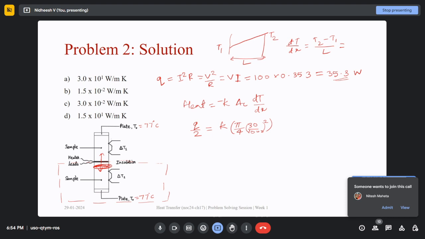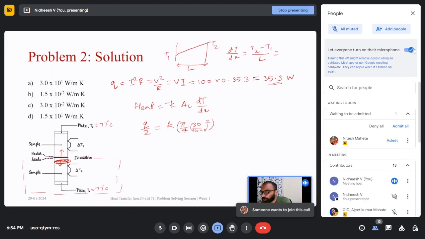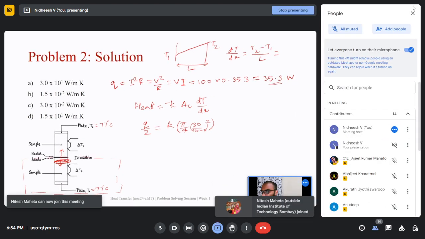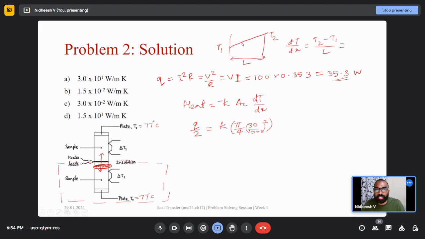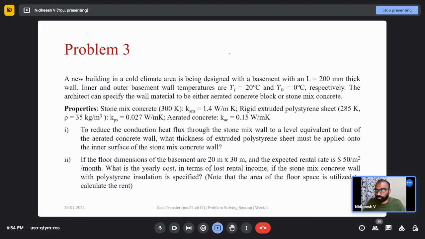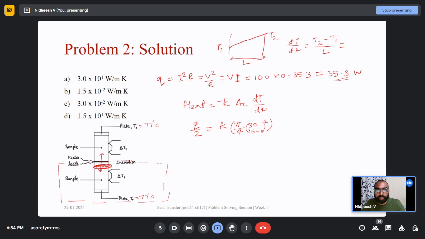What does this dt by dx signify? It is the slope, right? It is the slope of this line. So it is not necessary that I have to go for these n temperatures. Even if I take any two temperatures in between, and I get a temperature difference as delta T in a length of delta X, then that also is dt by dx.